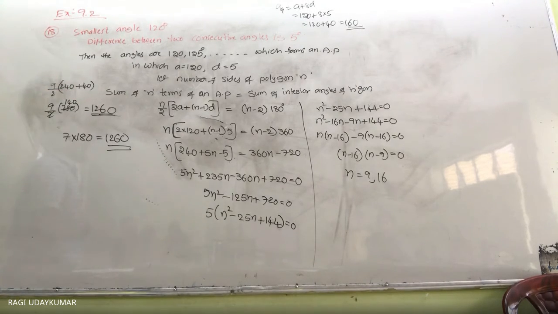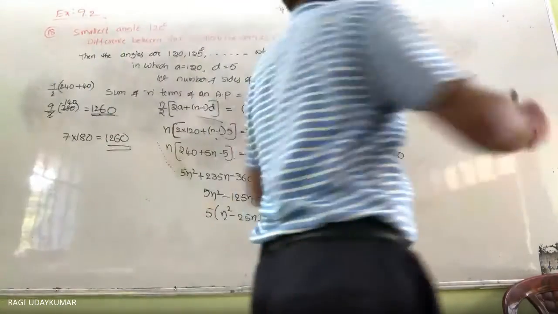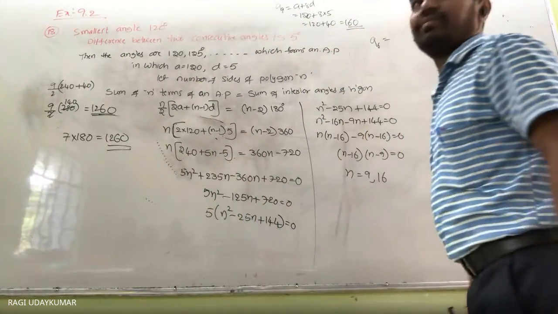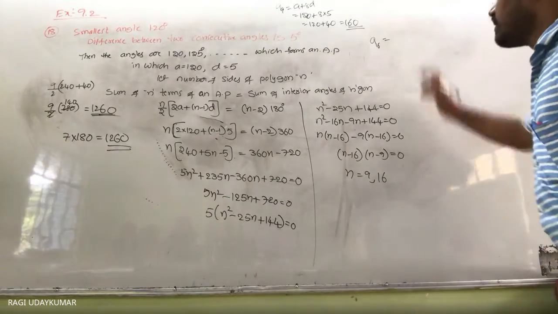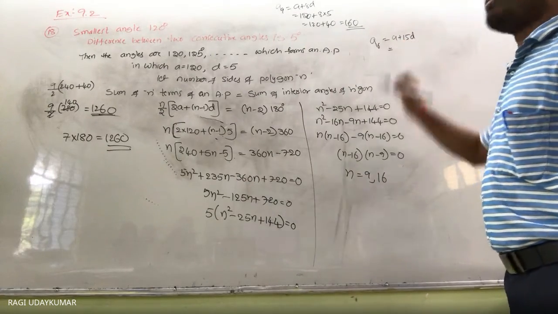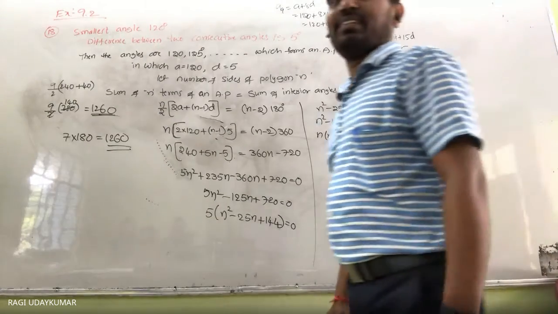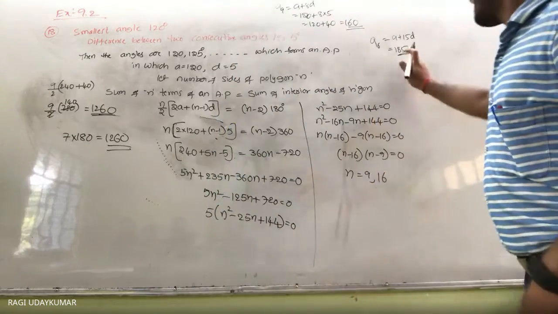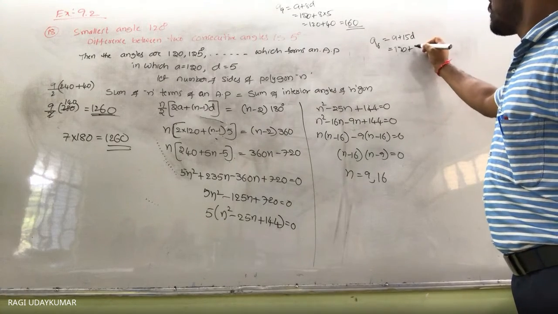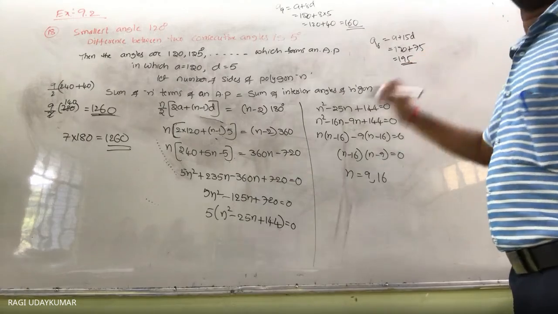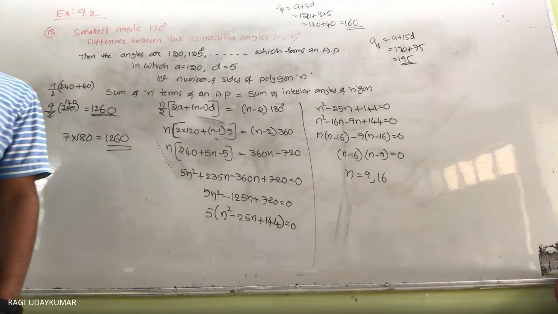Suppose 16 if you are taking. 16 ले लिया तो a16 क्या होगा? a plus 15d. What is this angle? 195 होगा? Okay, I wrote directly as you said here. 120 plus 15 into 5, 75, which is equals to 195. 195 angle कैसे होगा?